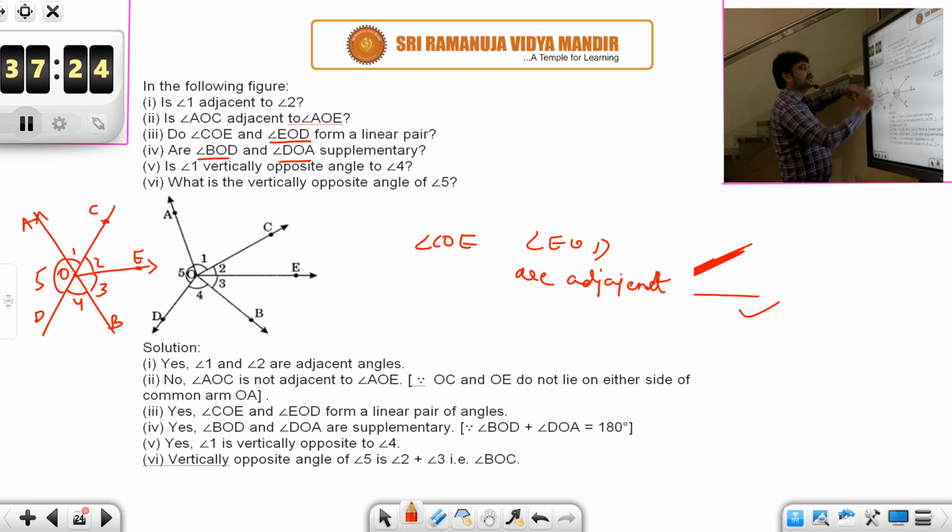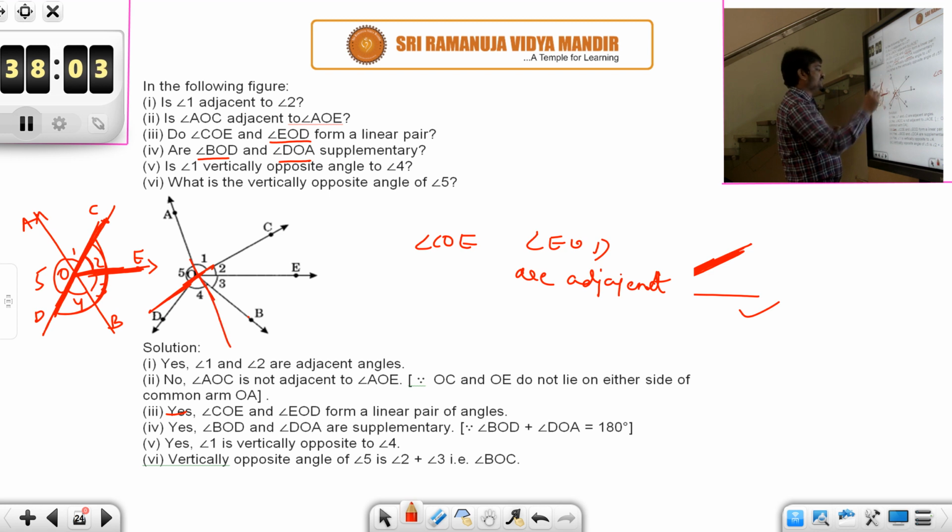Now if you look at this, our angle COE and angle EOD form a linear pair, as we have already seen. COE and EOD are adjacent angles because OE is the common arm and the other two non-common arms are on opposite sides of this common arm. And then, are they forming a straight angle? Yes, they are forming a straight angle. Because this entire thing is a straight angle, hence they are forming a linear pair. Next, just ignore this, because this is a straight line actually.